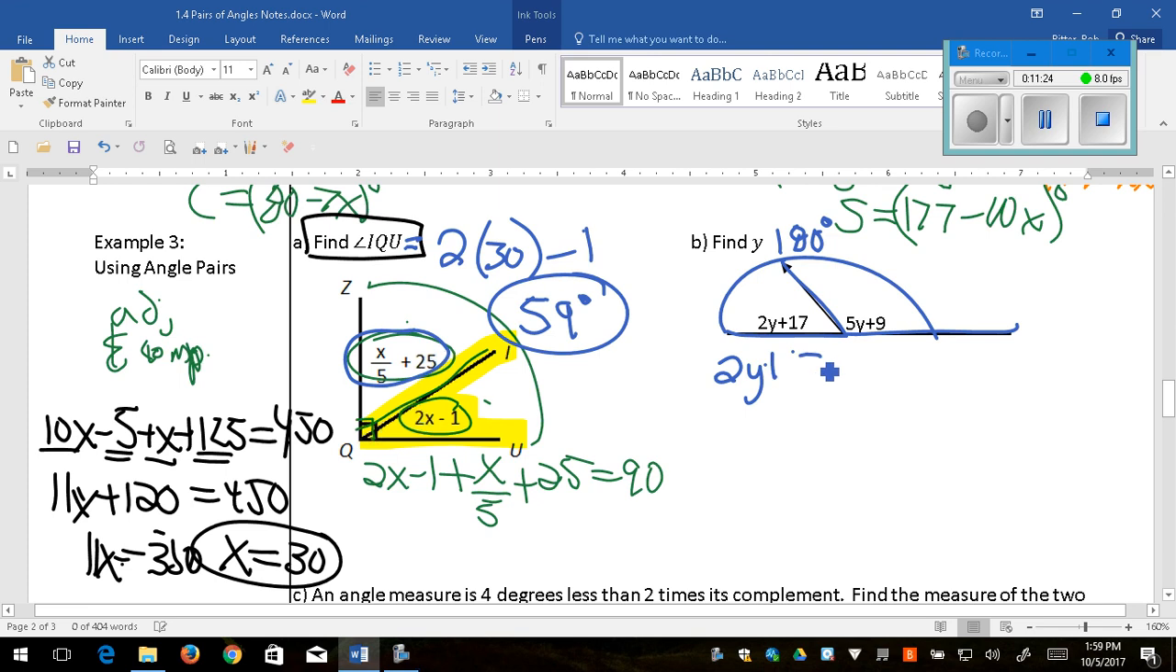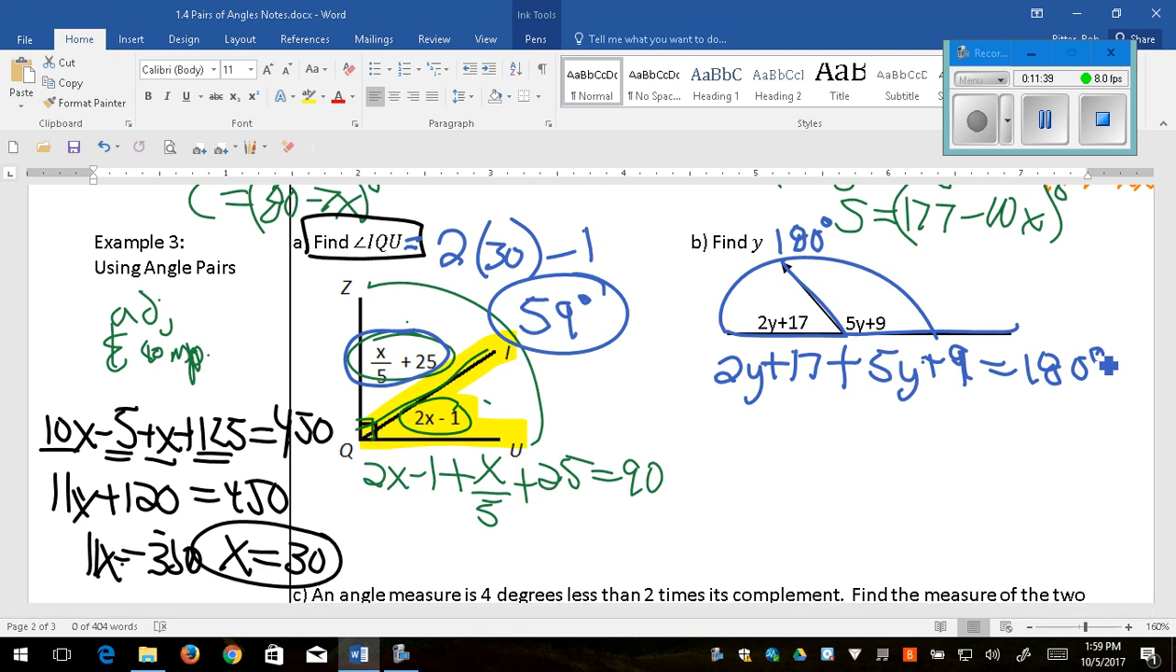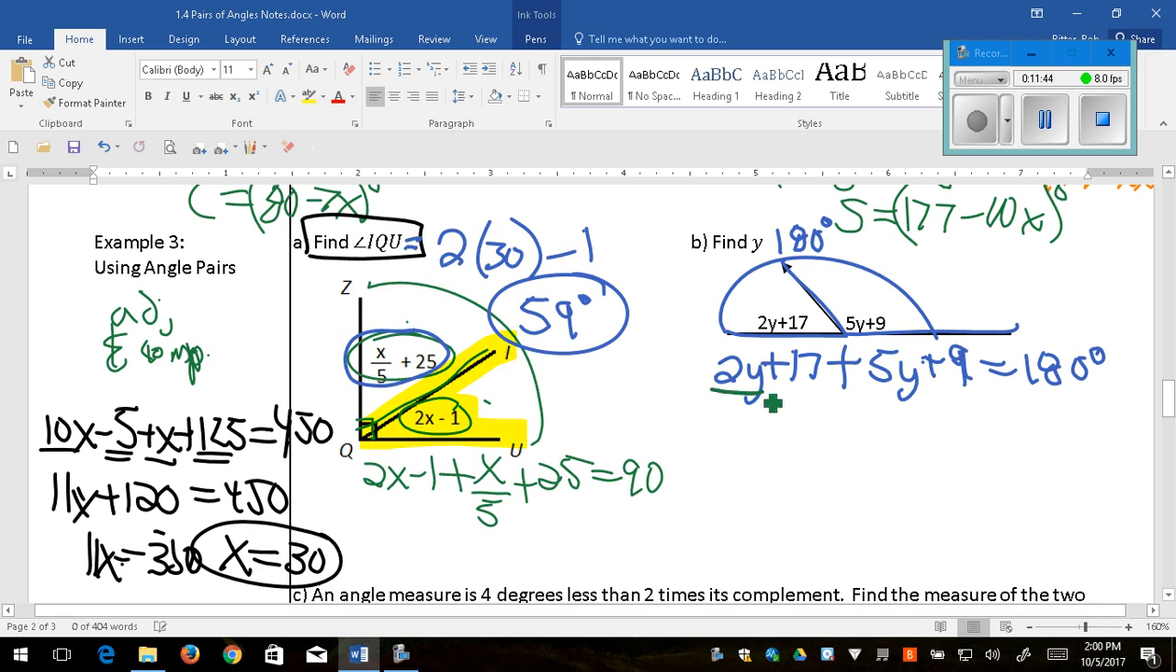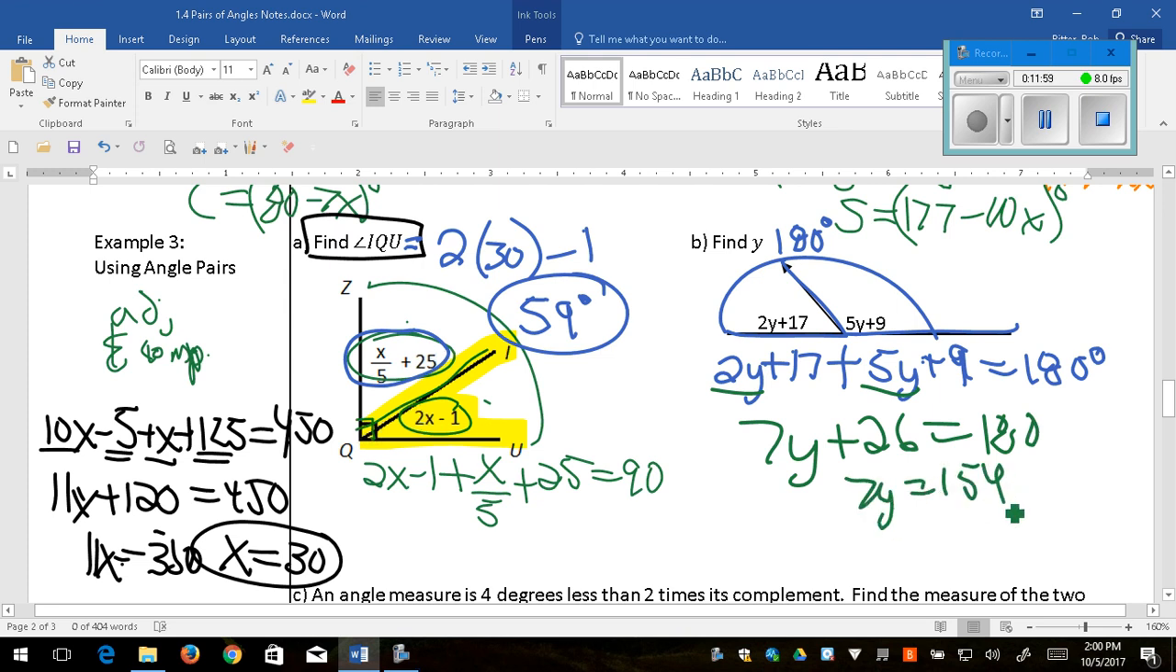2y plus 17 plus 5y plus 9 equals 180 degrees. By the way, not only are these a linear pair, but they are also supplementary, since the two angles will add up to 180 degrees. We're going to combine like terms, giving us 7y plus 26 equals 180. I'm going to subtract 26 from 180. I get 7y equals 154. I'm going to divide by 7.